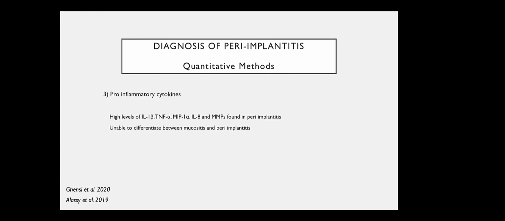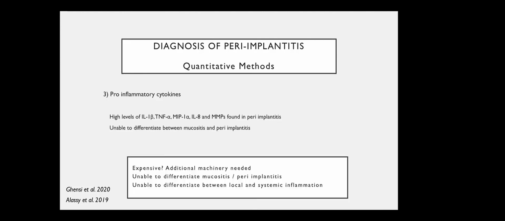Now, the problem is that mucositis and peri-implantitis both have inflammation, so it's very difficult to differentiate between the two of them. It's expensive. Again, additional machinery is needed. As I said, you can't differentiate between mucositis and peri-implantitis, and you also can't differentiate between local and systemic inflammation. I've tried this test a few times, but the problem is that if a patient has, for example, a chronic systemic disease like rheumatoid arthritis, their levels will be elevated, but that doesn't mean they have peri-implantitis. So this has not been refined enough, and a lot of research still needs to go into this. But this is, again, something that is in the works, I think.